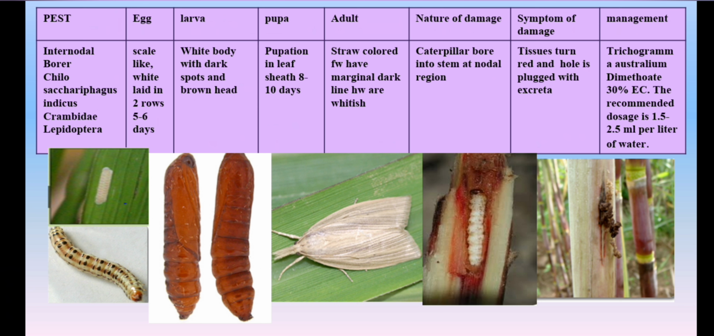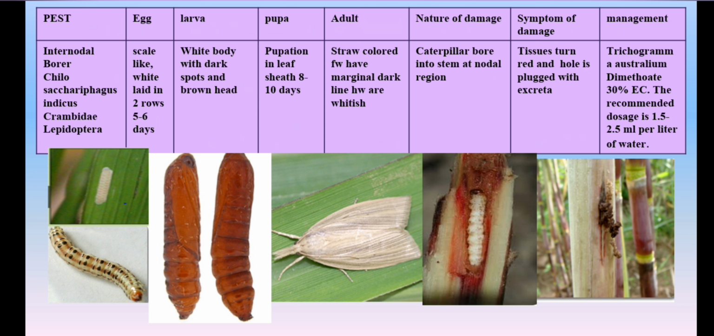Here you can see the adult is straw colored, and the forewings have dark marginal lines and the hind wings are white in color. You can see the adult, the forewings having the dark marginal lines and hind wings white in color.